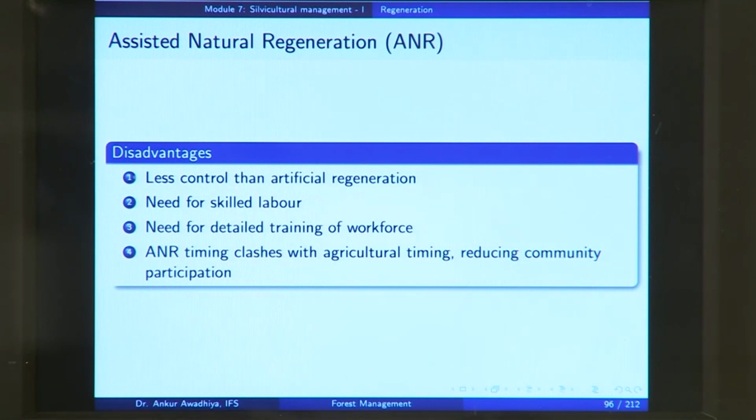What it means here is that when you are trying to perform ANR, the timing for your seedling growth is the same as that of the agricultural season. So, even though on one hand we try to provide job opportunities to the communities, those people are also required in the agricultural operations. So, at times it happens that people go for agriculture, they do not come for these ANR operations, in which case we are not able to do the ANR.